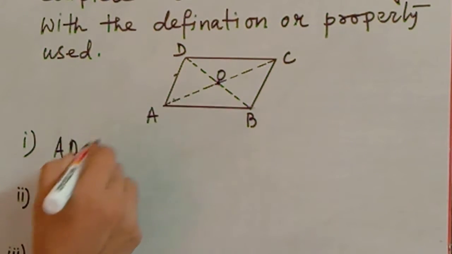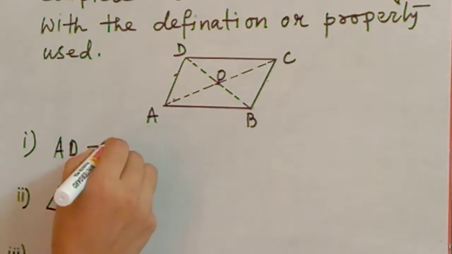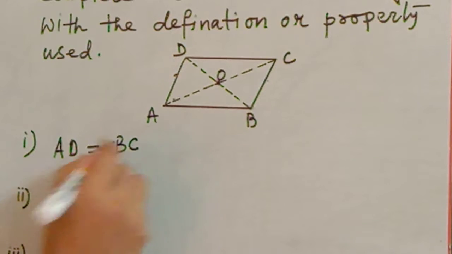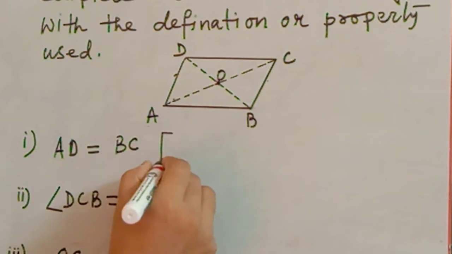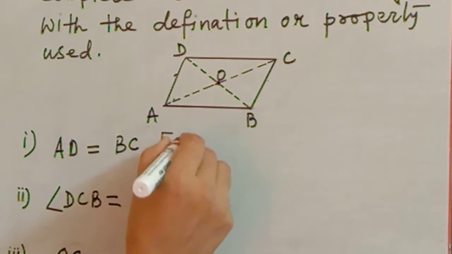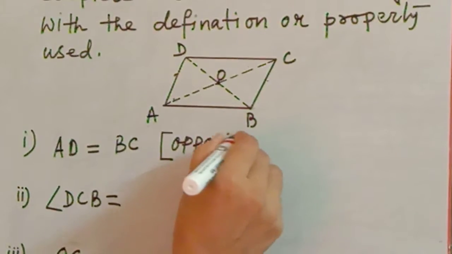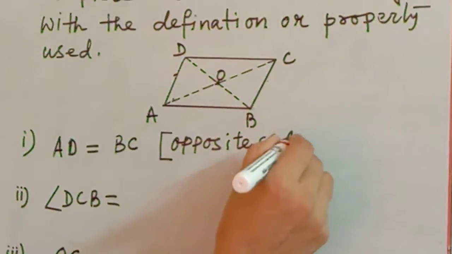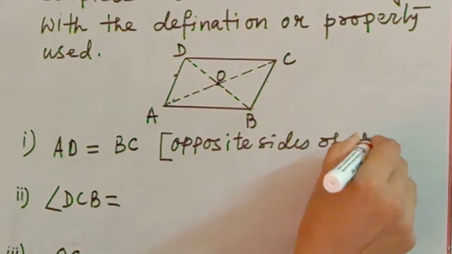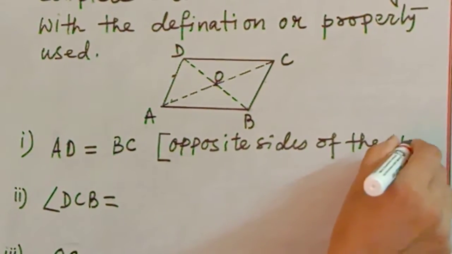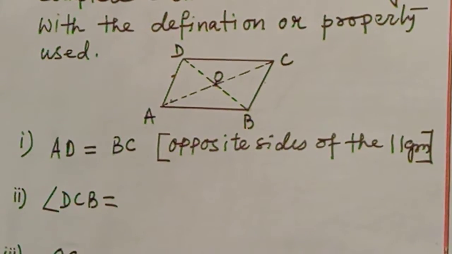AD is equal to BC because opposite sides of a parallelogram are equal. So you can write AD equal to BC, and the reason or the property you have to write here: opposite sides of a parallelogram are equal. This is the short form of parallelogram. Opposite sides of a parallelogram are always equal.